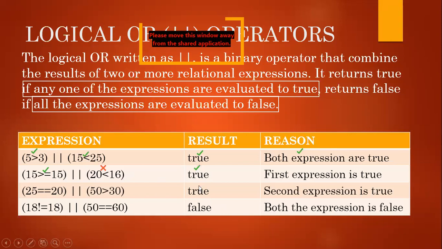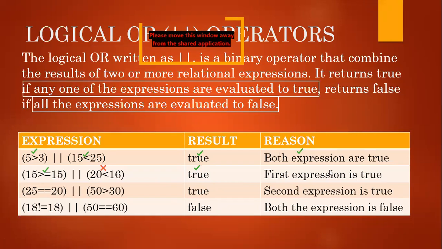Why is it true? Because one expression is true. So pay attention here. It returns true if any one expression is true. So obviously out of these two, one is true. That's why it is returning true. You will say, what about 3? If there are 3 expressions, even if just one out of those 3 is true, it will still result in true.